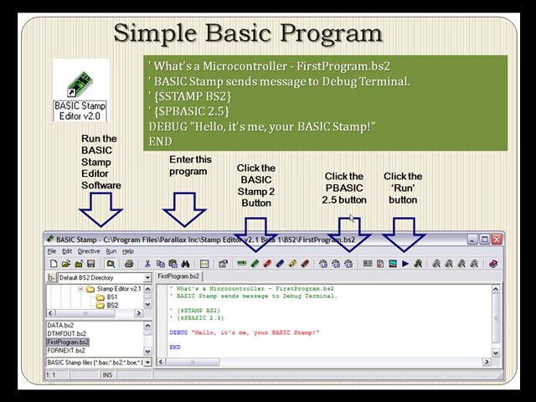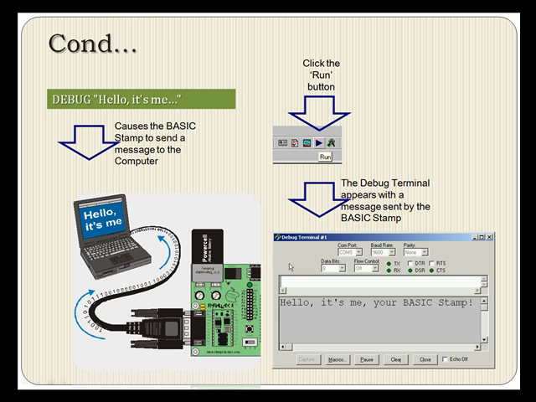It is like a compiler. After that, if there are no errors, we can simply press the run button. So the output comes: "Hello, it's me, your Basic Stamp." Not only the Basic Stamp button, there are another 3 or 4 buttons here. This is what that program is doing: the Basic Stamp sends a message to the computer, "Hello, it is me," as a digital output.